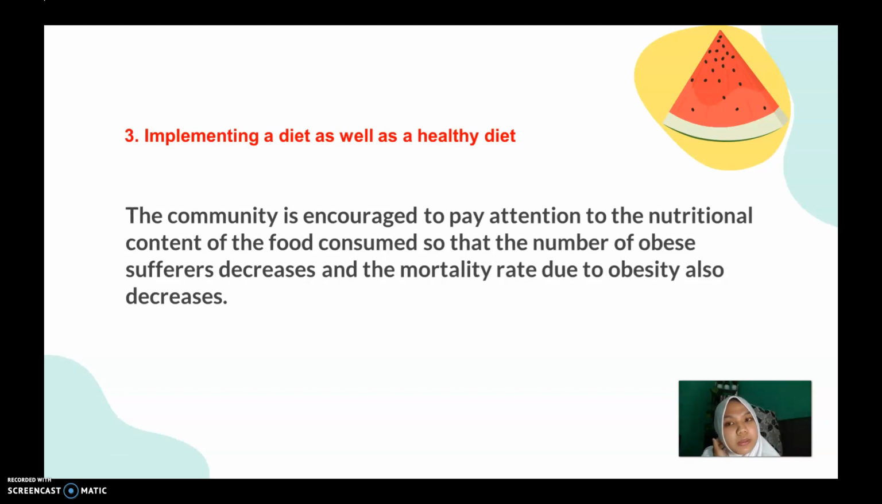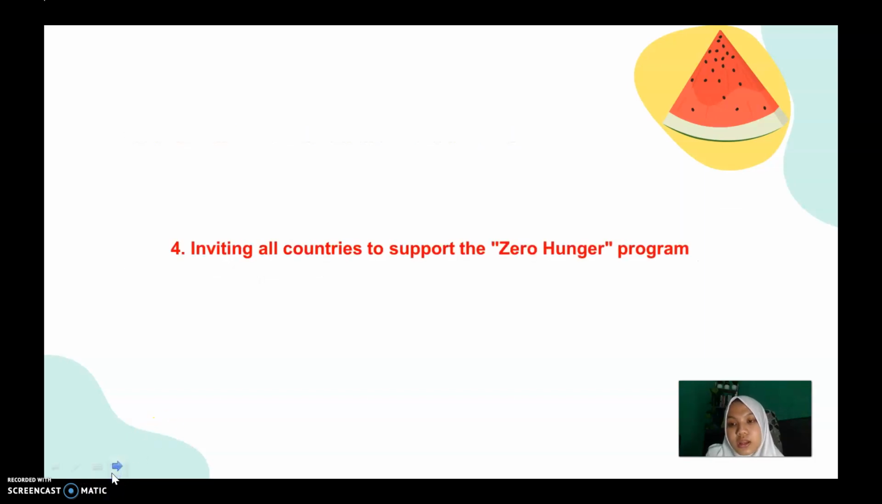Next, implementing a diet as well as a healthy diet. The community is encouraged to pay attention to the nutritional content of the food consumed so that the number of obese sufferers decreases and the mortality rate due to obesity also decreases. And the last, inviting all countries to support the zero hunger program.